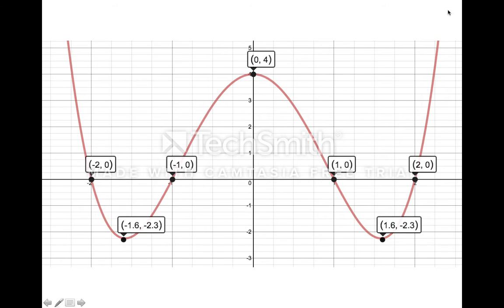2.3. There is no absolute max because on both the left and right hand side the function goes off to infinity. The domain of this function is negative infinity to infinity. The range of this function, since the smallest value is negative 2.3, is negative 2.3 closed bracket to infinity.